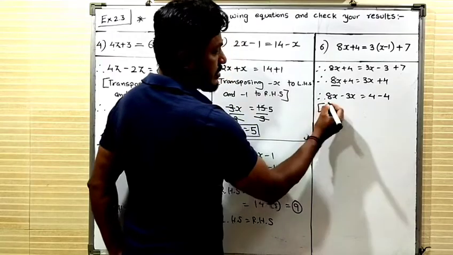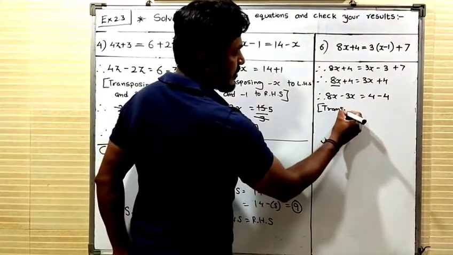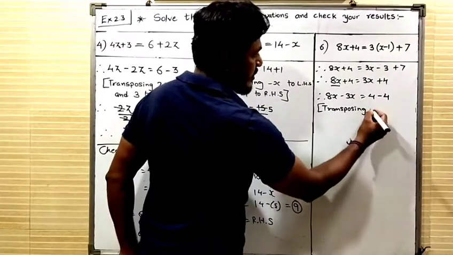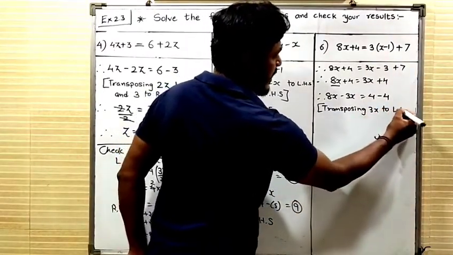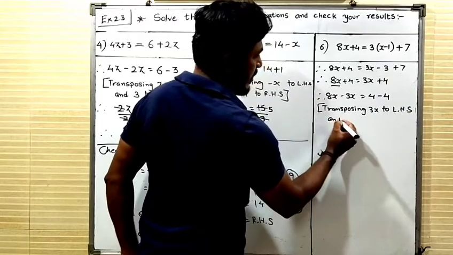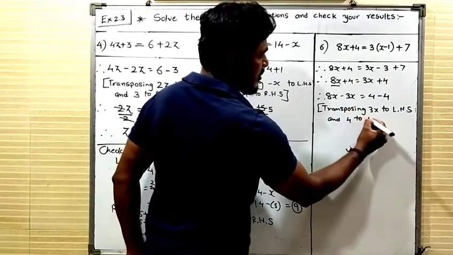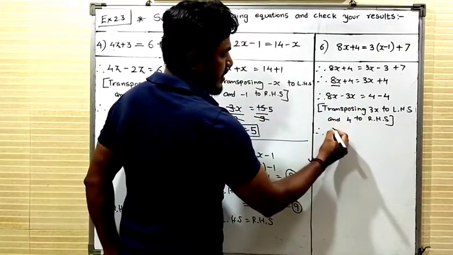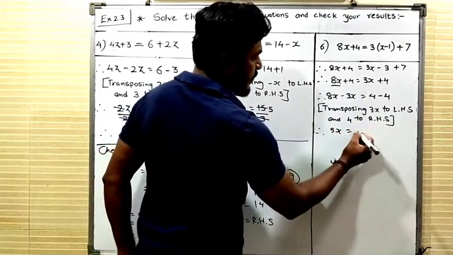What to write? Transposing, that is 3x to LHS and 4 to RHS. Now subtract it. 8 minus 3 gives 5. 4 minus 4 is 0.